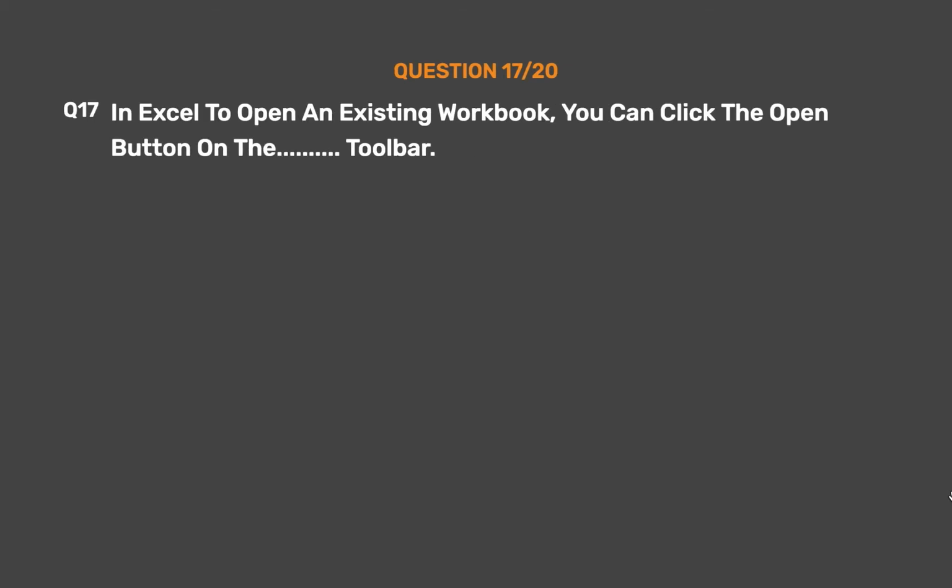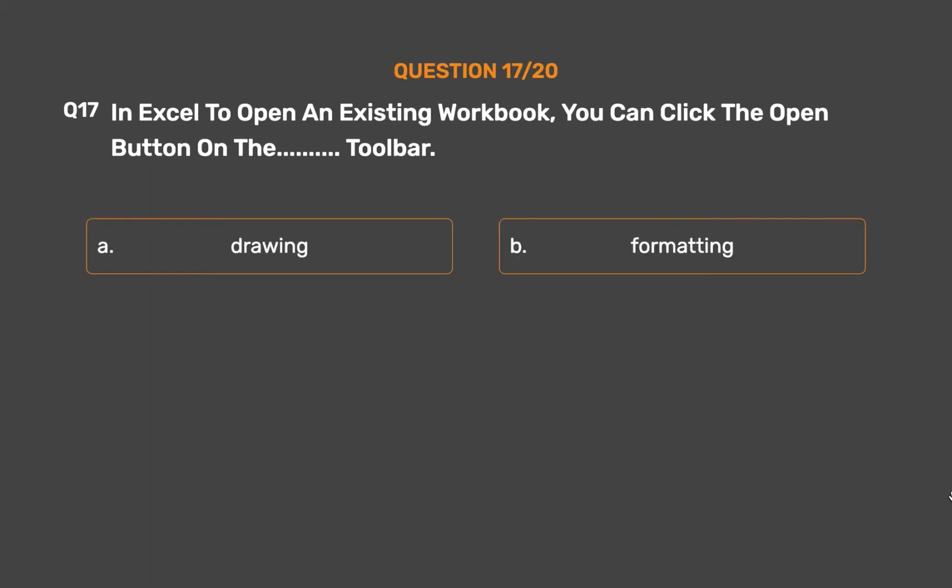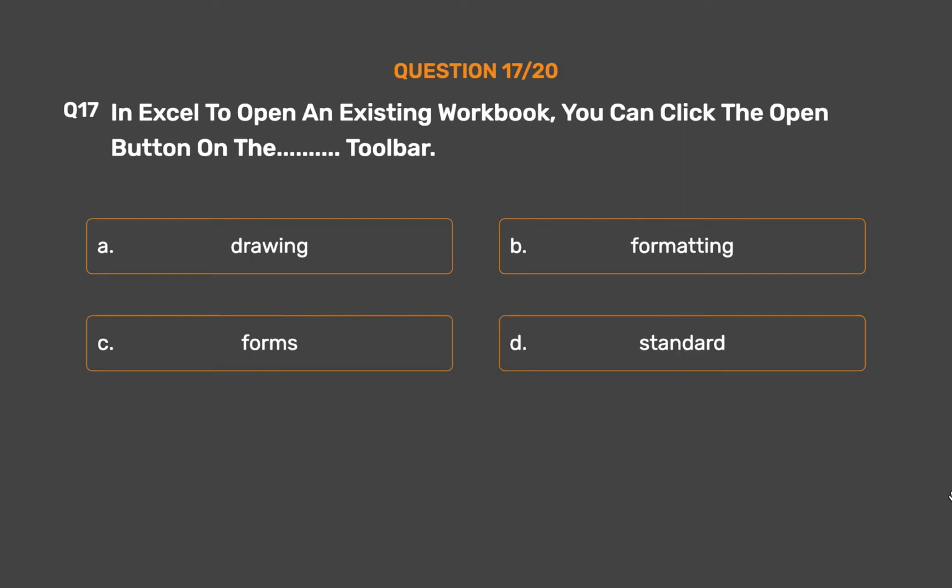Question number 17. In Excel, to open an existing workbook, you can click the Open button on the toolbar. Option A. Drawing. Option B. Formatting. Option C. Forms. Option D. Standard.